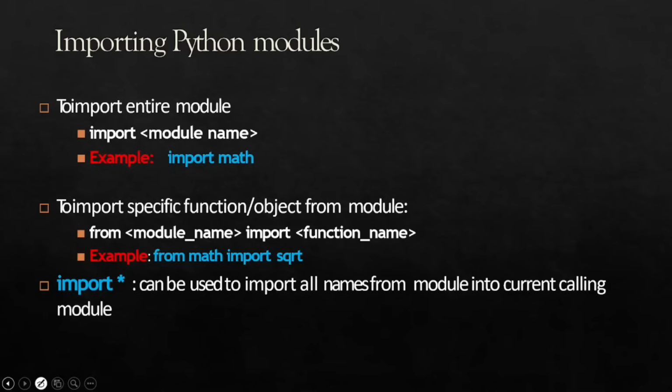Okay, the next one: how can you import modules in Python? To import the entire module, you have to write import module name. For example, if I want to import the complete math module, then you have to write import math. And if you want to import any specific function or object from the module, you have to use from. So from module name import function name. Here, from math, I'm importing sqrt. Sqrt means square root. And import asterisk: if you're using import asterisk, you can import all names from the module into the current calling module. So these are the three ways of importing Python modules.